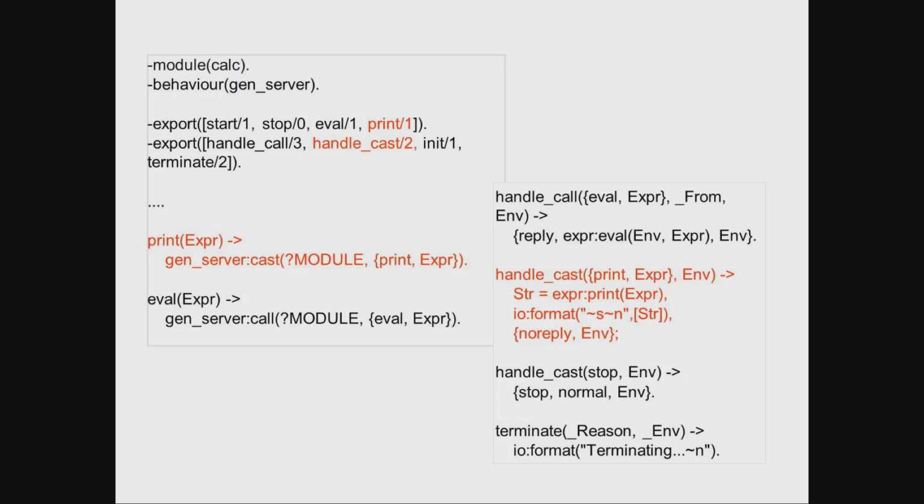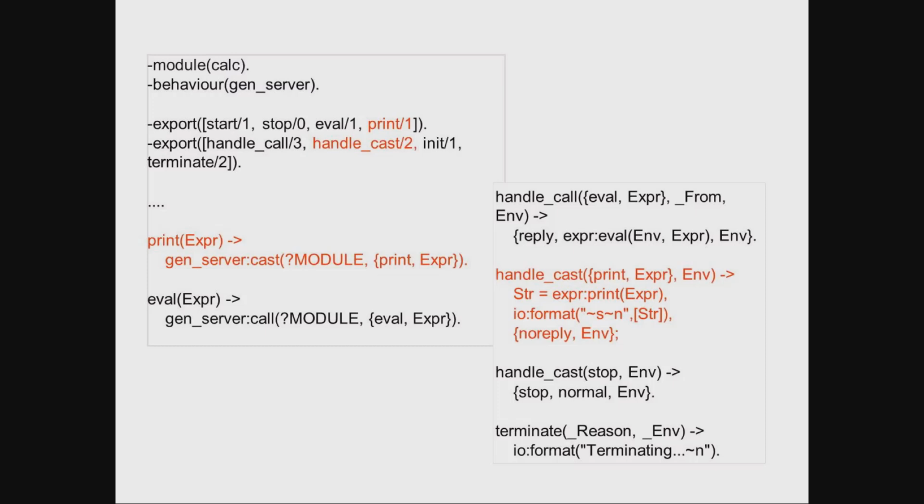That will do a gen server cast to the server. That's handled in the handle cast function where we pattern match on the message in the first argument. We call expression print with the expression itself and get back a string. We do an IO format on that string and then just return our no reply, loop data. And we'll take this on a trial run in a minute.